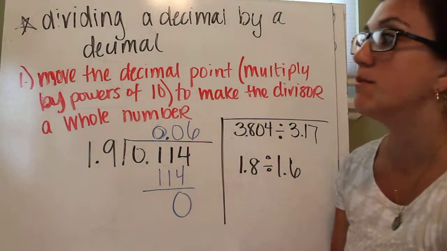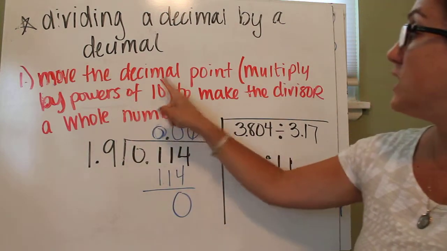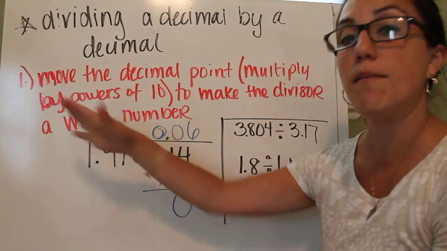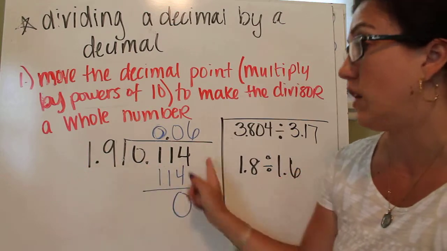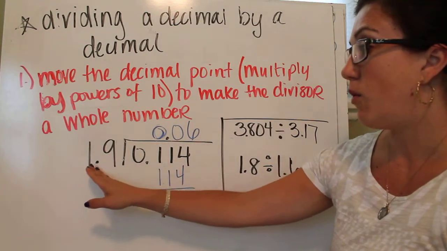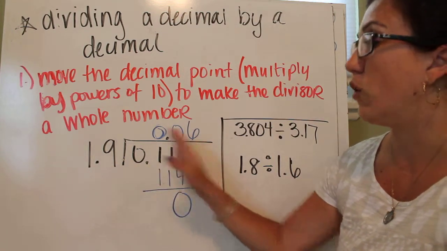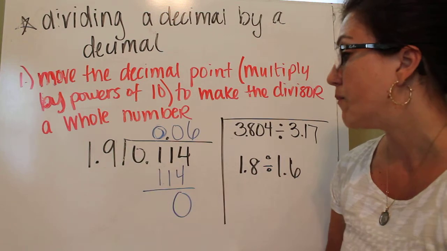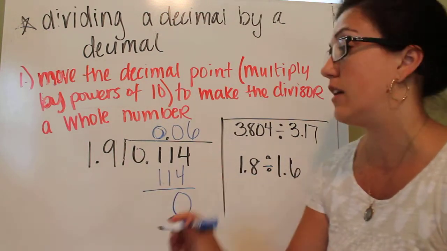Okay, dividing a decimal by a decimal. Step 1 is you're going to need to move the decimal point or multiply by powers of 10 to make the divisor a whole number. So this is what the problem looked like. 0.114 divided by 1.9. You cannot have a divisor as a decimal. You need to make it a whole number.